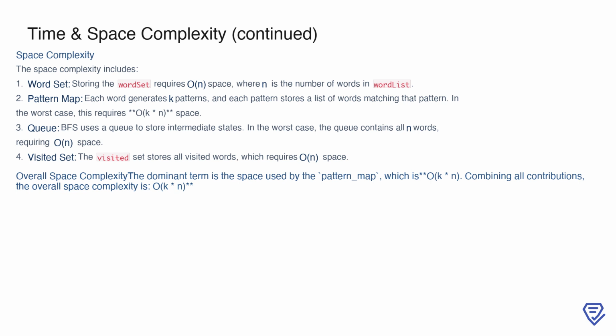For the BFS traversal, we use a queue to store intermediate states. At most, the queue contains all n words, requiring n space. Similarly, the visited set tracks all visited words, which also requires n space. Among these, the dominant term is the space required for the pattern_map, which is k*n. Therefore, when we combine these contributions, the overall space complexity of the solution is k*n.